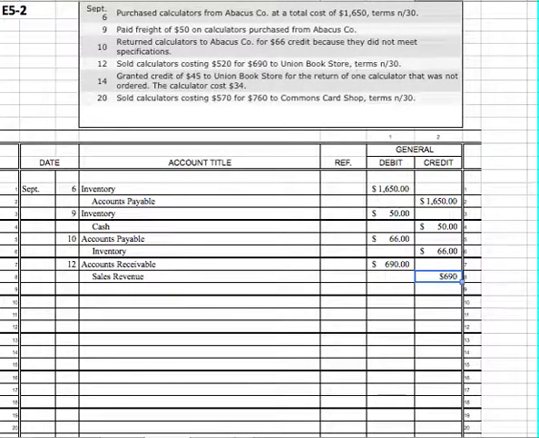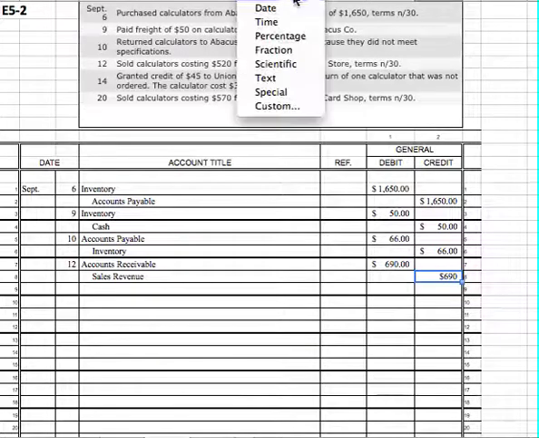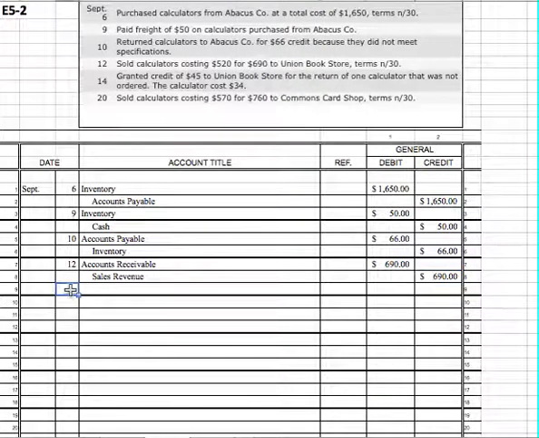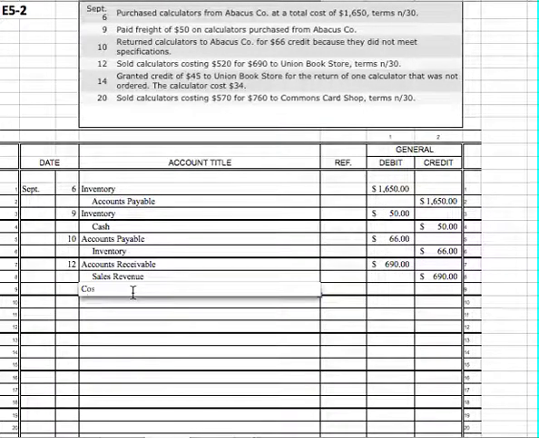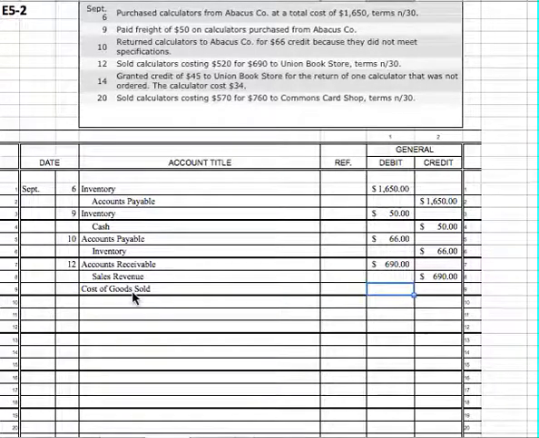Okay, for some reason it's showing up currency. I'm going to change it up here to accounting so it'll look like the others. And then we also have to record on here the fact that it's coming out of our inventory. So we'll put cost of goods sold, and how much it cost us was $520, and then take it out of our inventory.